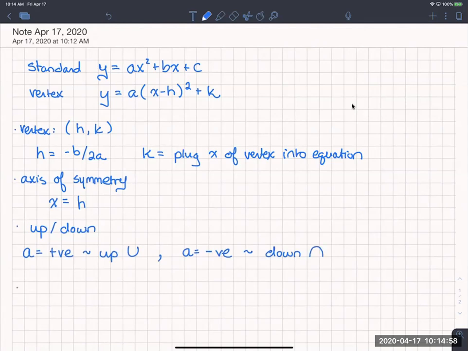Then we said that if we want to find the y-intercept, where the graph crosses the y-axis, that is given by (0, c), the constant term c. And the x-intercept is basically we solve the equation by factoring.